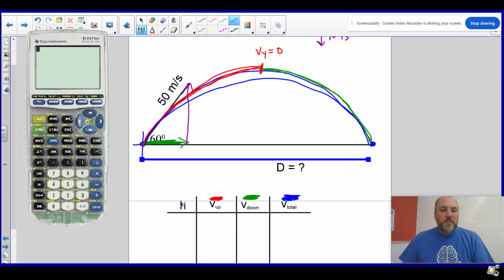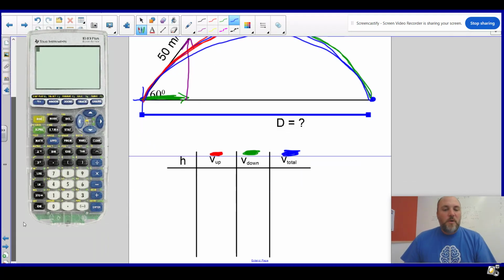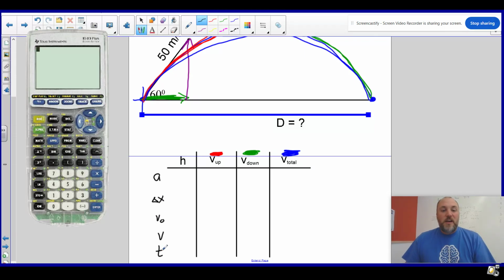And then horizontal, since I'm looking for the total distance traveled here, this is what they're asking in this question, how far away does it land? I'm just looking at one horizontal column. I want to know how far away does it land. I don't need to break that up into separate parts, okay? So, like with any kinematic problem, I'm going to list my 5 kinematic variables. So I have acceleration, displacement, v initial, v final, and time.